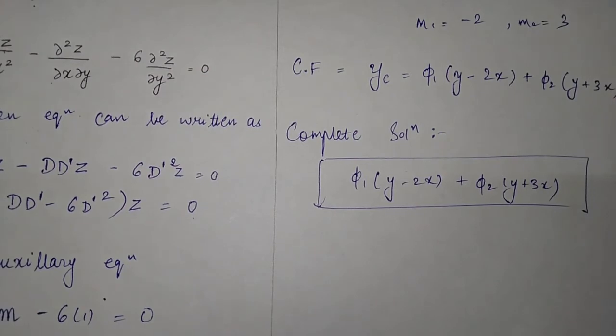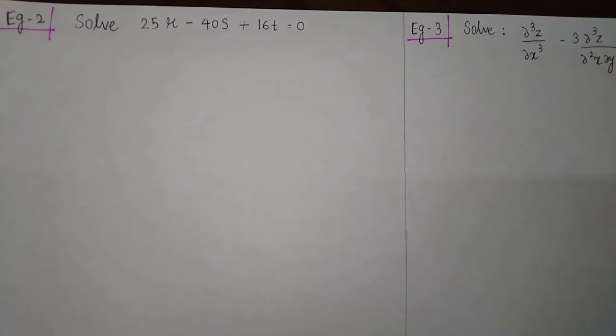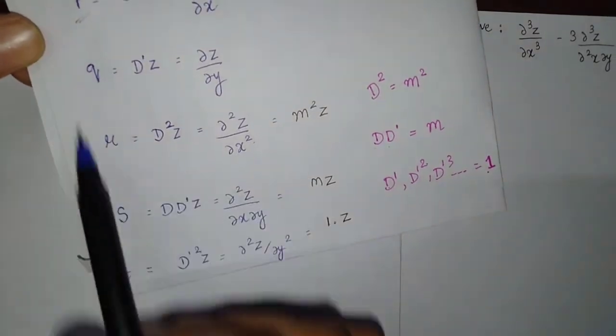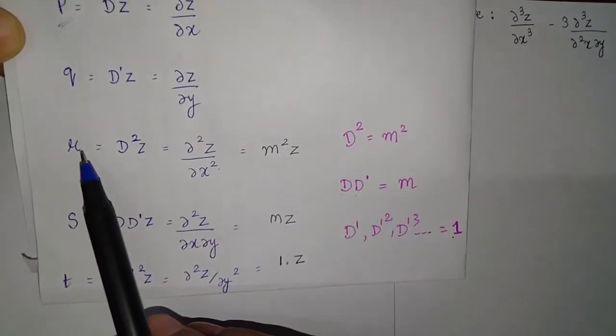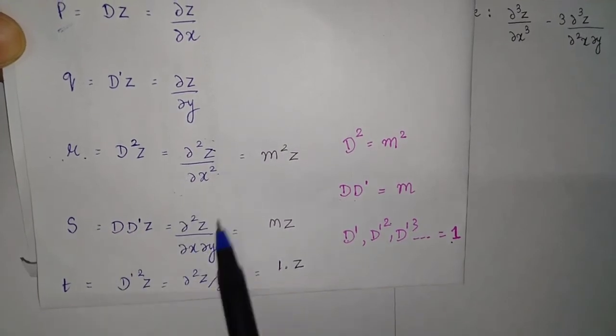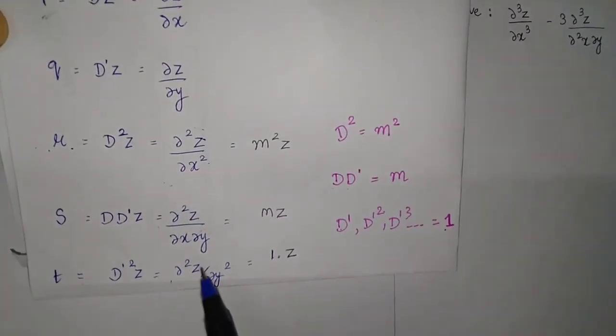Okay? So now we will see the next example. Example 2: solve 25r minus 40s plus 16t equal to 0. Now you can see that we know the values of p, q, r, s, t. So in place of r we can write this term, in place of s we will write this term, and in place of t we will write this term.